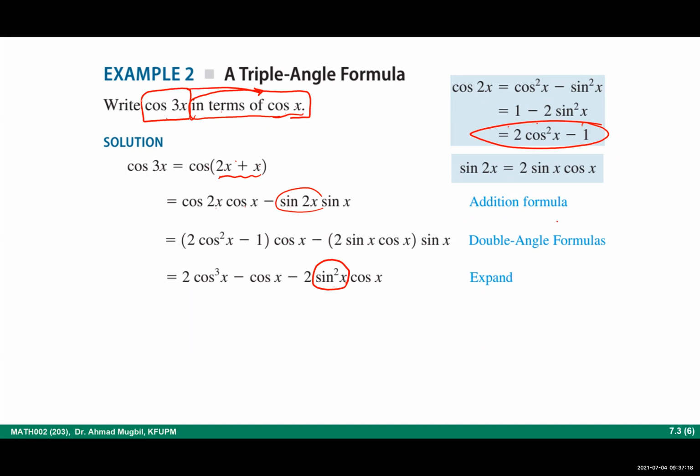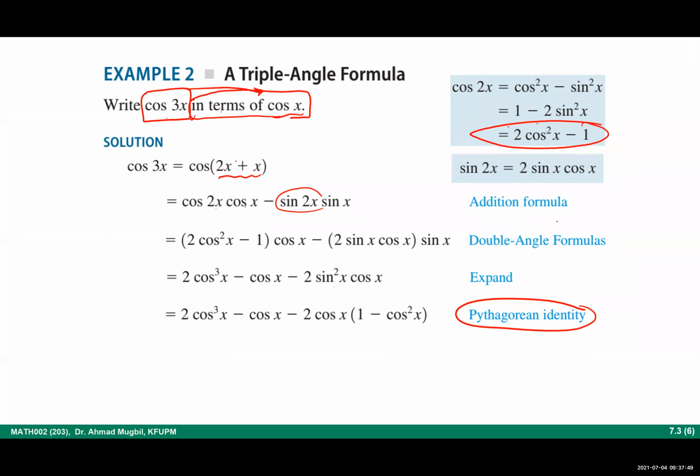Yes, doctor. First formula? No. Second? No. Sine squared. What is sine squared x? We want this to be in terms of cosine. You don't know how to write sine squared in terms of cosine? 1 minus cosine squared. Yes, shabab. This is called the Pythagorean identity. Just say the Pythagorean identity and I will understand what you mean. So sine squared is just 1 minus cosine squared.